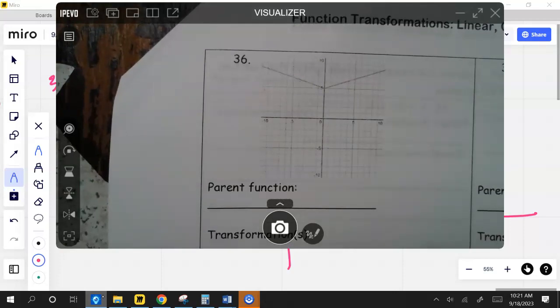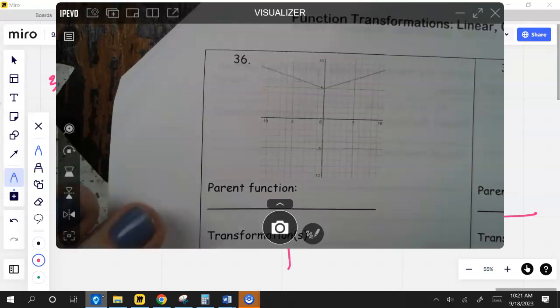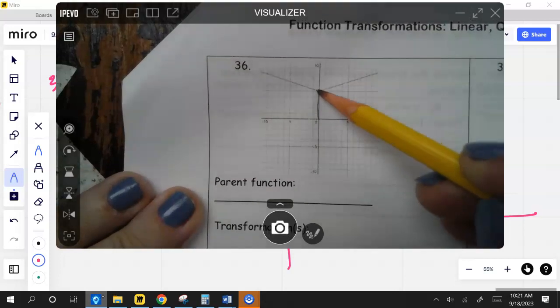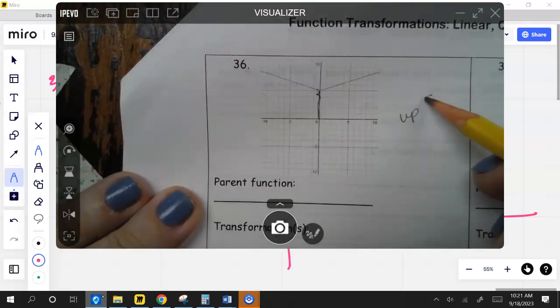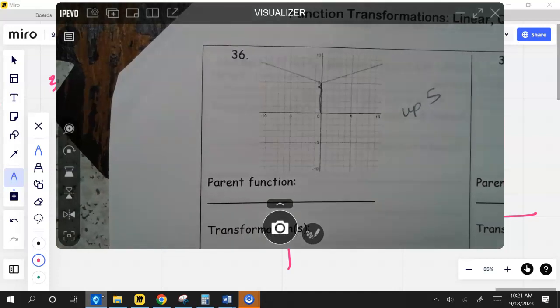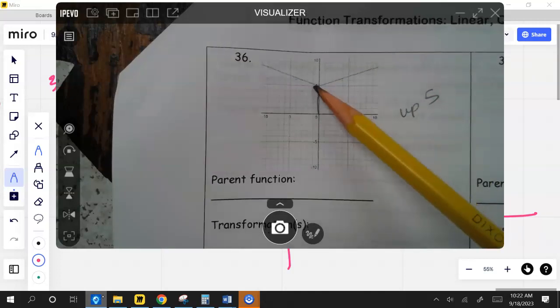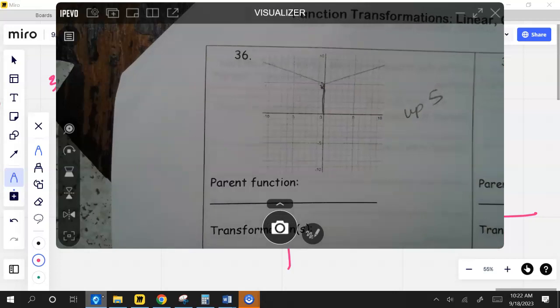All right, so I can look at this one and I can tell a couple of things that have happened, right? I can tell that this graph has moved from the parent. It has definitely moved up 5. Do you agree? What other transformation do you see has happened on this one? A horizontal stretch, or maybe I describe it as a vertical shrink. So here's how I'm going to decide. I'm going to find the first place past this vertex where it looks like it really hits a point exactly.